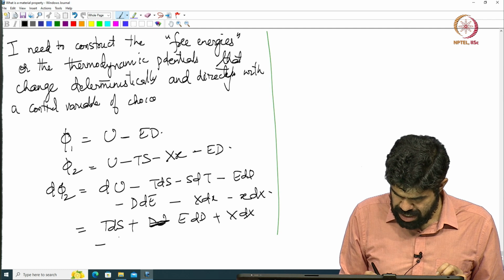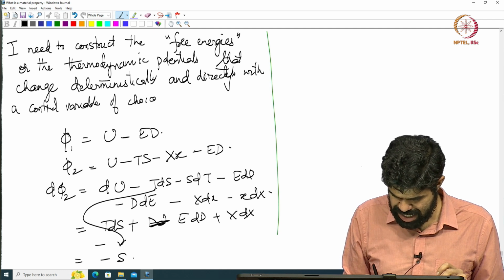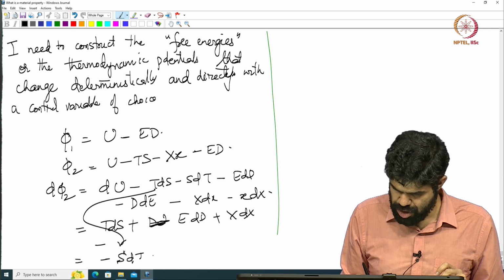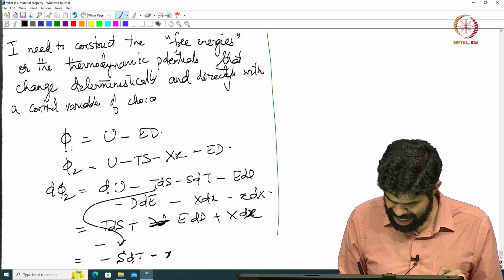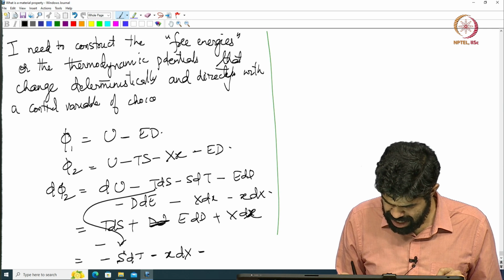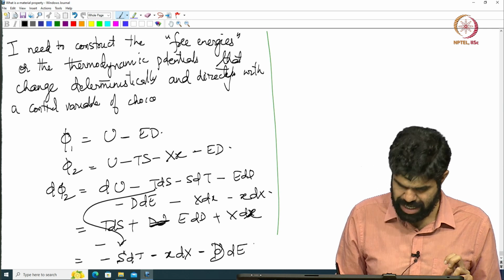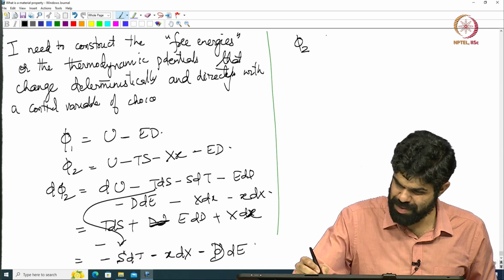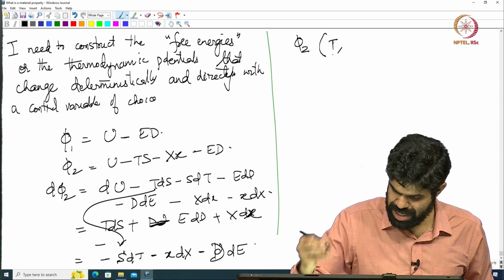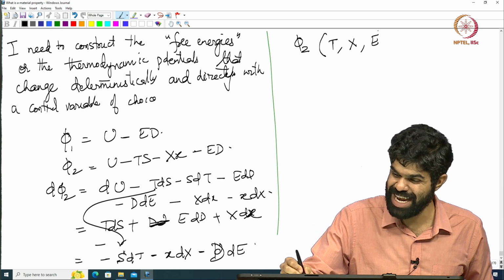So, minus all these things come here, right. So, I can just write it as minus s dt, right. So, minus x dX minus d capital E, right. So, now I have a thermodynamic potential phi 2, but phi 2 will be dependent on changing temperature, changing x, which is the stress, and changing the electric field, right.